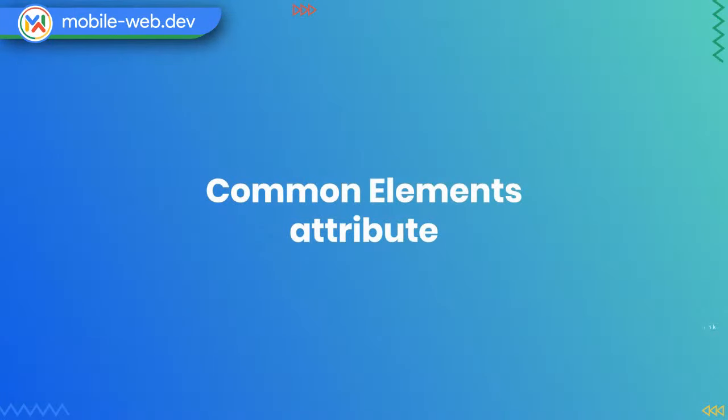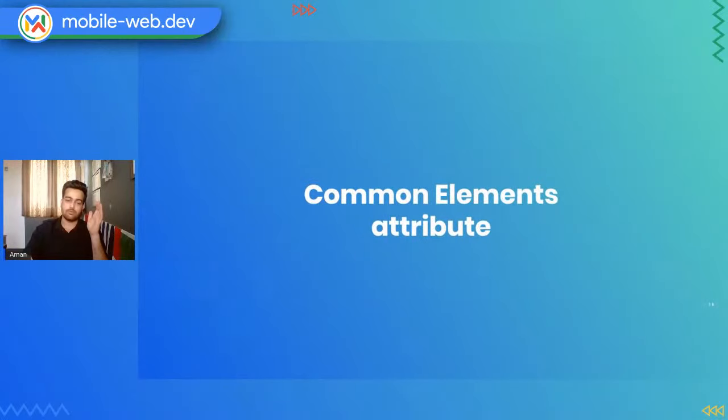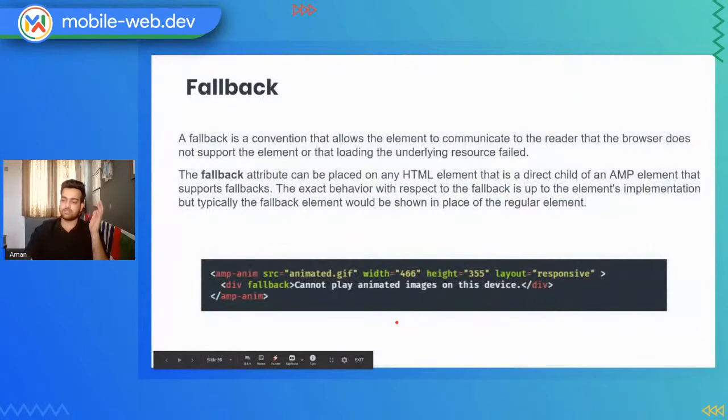So let's see common element attributes that you can apply to various elements of AMP stories. By the way, these element attributes you can also use for different AMP HTML components that you saw in the earlier discussions. So let's actually talk about them. It's very interesting. I tried to make it as simple as possible.